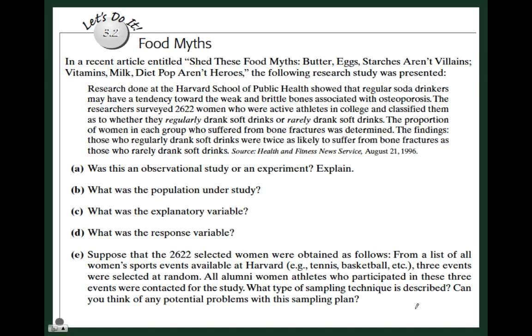Was this an observational study or an experiment? And again, this was another example of an observational study. And we know it's an observational study because the treatment wasn't being imposed on the subjects. The subjects were able to make a choice as to what they ate and drank. And again, that opens up the possibility for confounding variables, muddling the results.